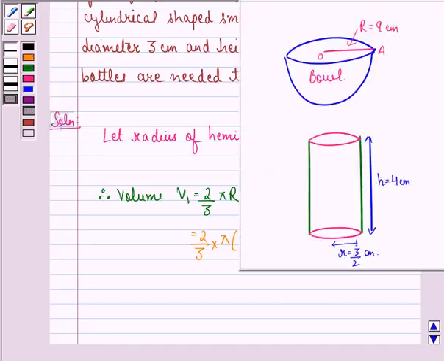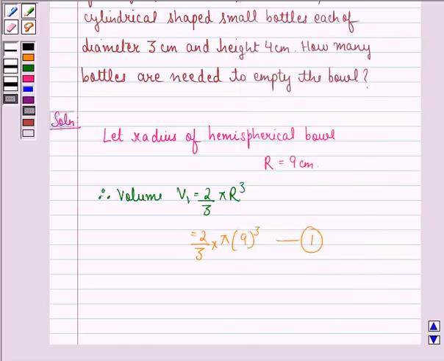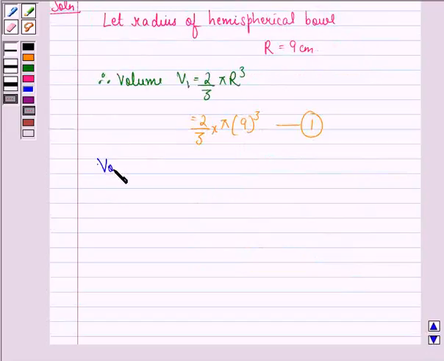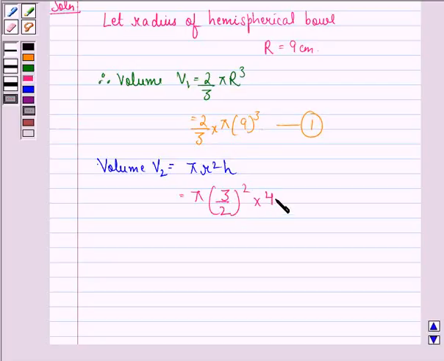Now, radius of the cylindrical bottle is 3 by 2 cm, height is 4 cm. Therefore, volume, say V2, of the cylindrical bottle will be pi r square h, that is equal to pi into 3 by 2 the whole square into 4, that is equal to pi into 3 by 2 into 3 by 2 into 4, and this we call equation 2.